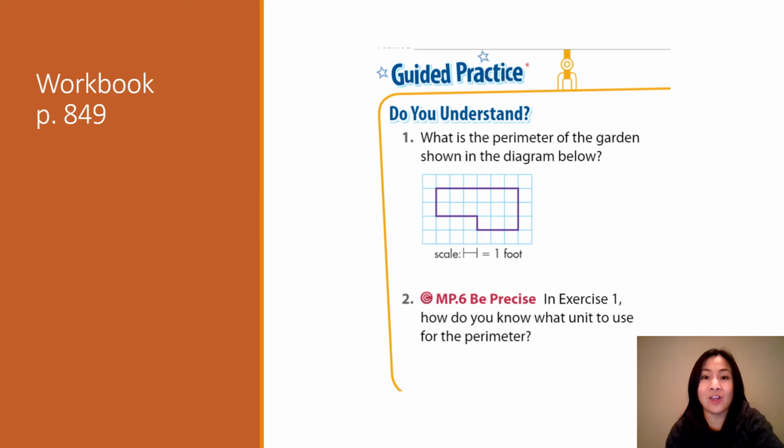All right, if you're following along in your workbook, turn to page 849. We're going to do guided practice number 1. It says, what is the perimeter of the garden shown in the diagram below? Of course, remember that the perimeter is the distance around the figure. So first let's count how many sides this polygon has. We can start along the top. 1, 2, 3, don't forget this little bit, 4, 5, 6.